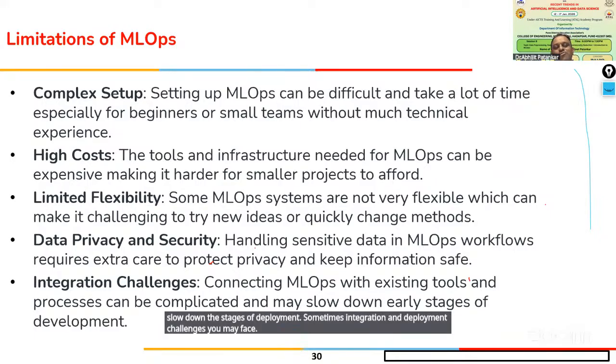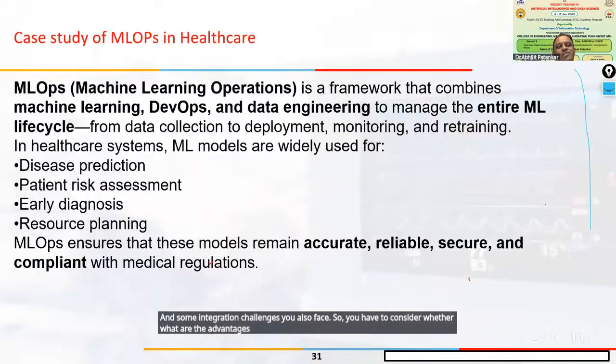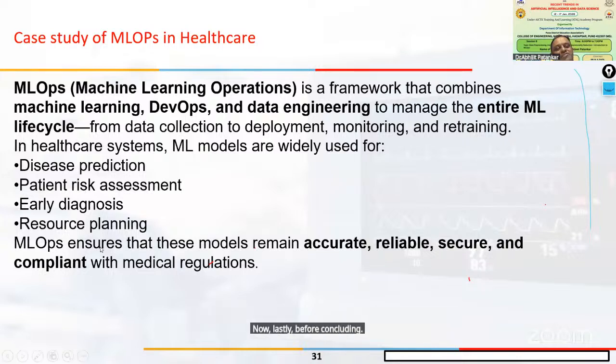So you have to have expertise, you have to bear some cost, and some flexibility issues are there. Privacy and security may be at stake, and you also face some integration challenges. So you have to consider what the advantages are and what the limitations are. Now, lastly, before concluding, we'll have a small case study on MLOps in healthcare. I will try to explain how we use MLOps in healthcare before we conclude.